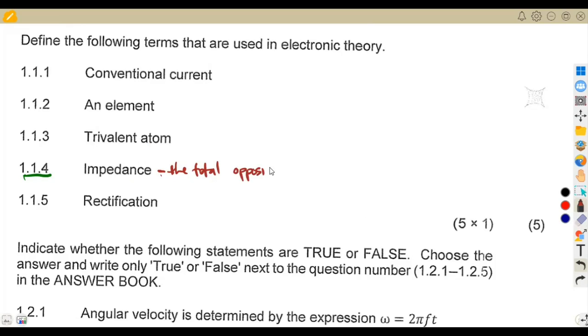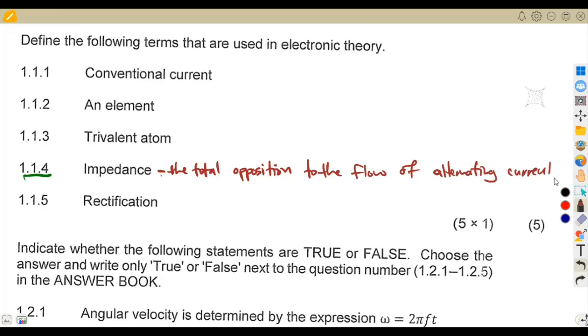So that's the total opposition to the flow of current. So referring to the flow of current in this case, which is the alternating current, because we're referring to the AC circuit. So that will be the alternating current.